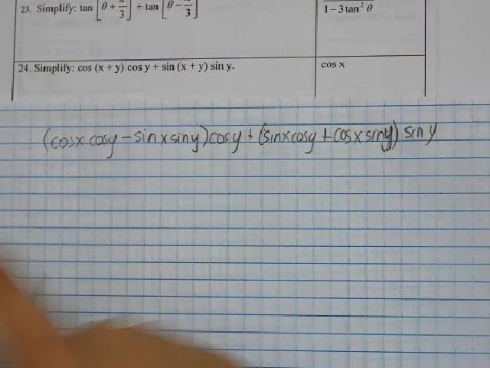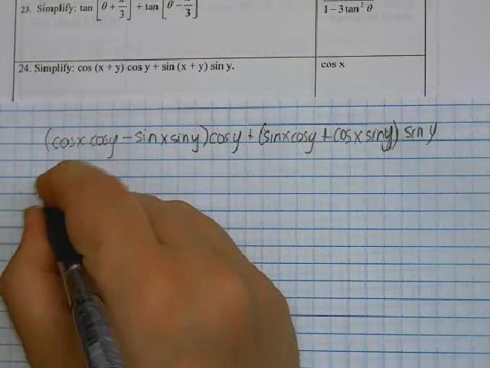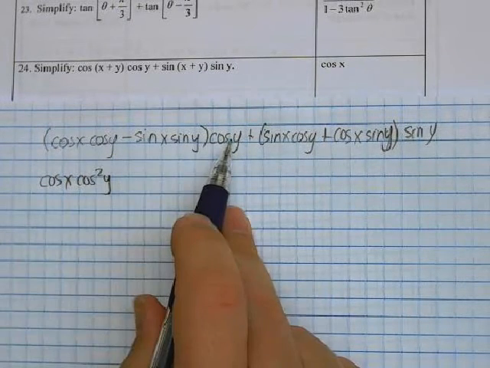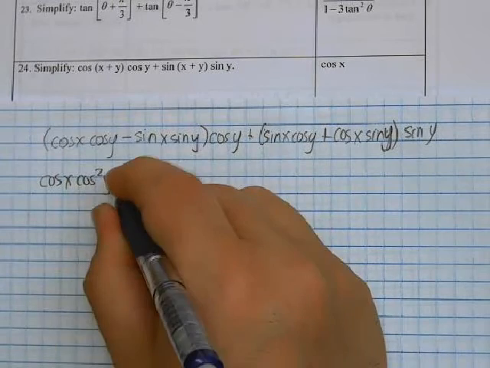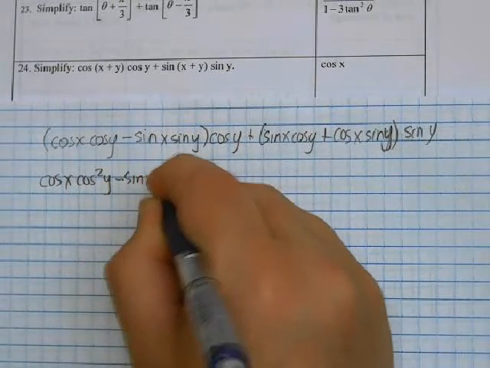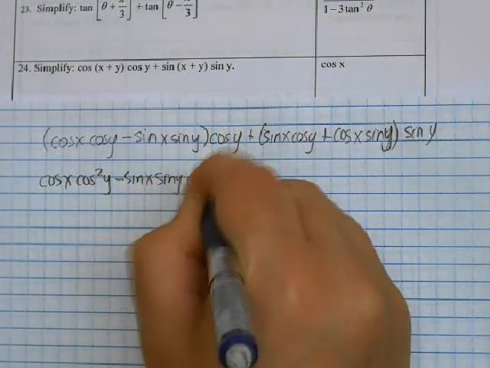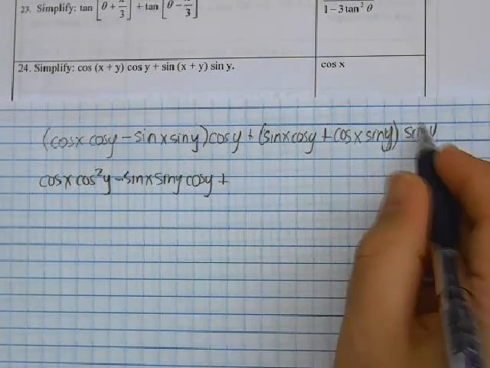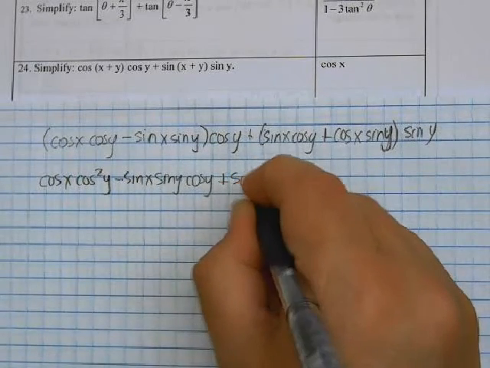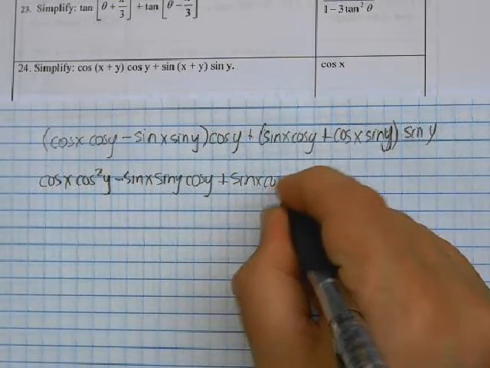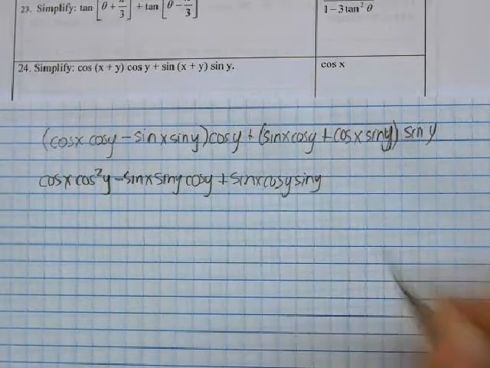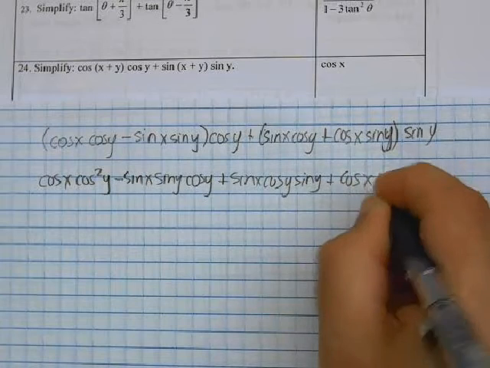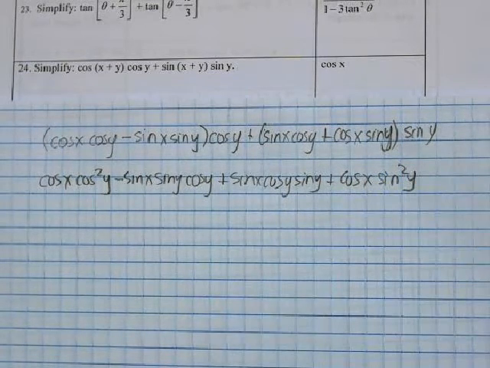So we'll go ahead and use the distributive property. So I get cosine x cosine squared y, because I have a cosine y times a cosine y, minus sine x sine y cosine y. Then for the right side, I get sine x cosine y sine y plus cosine x sine squared y.